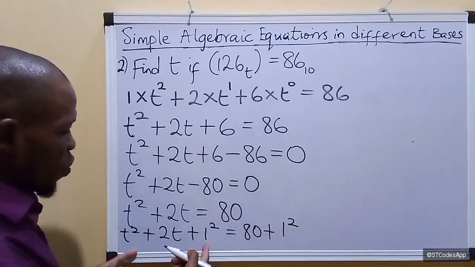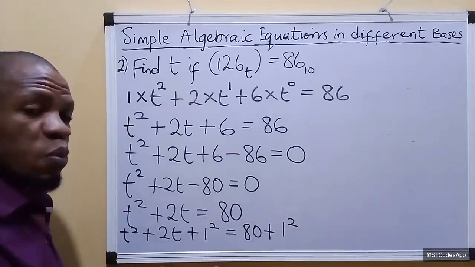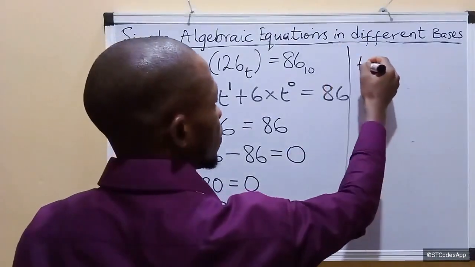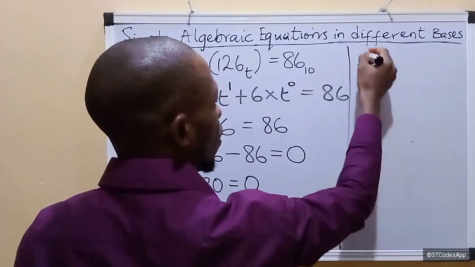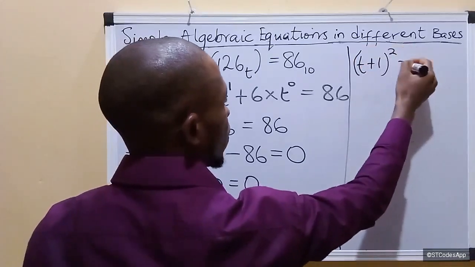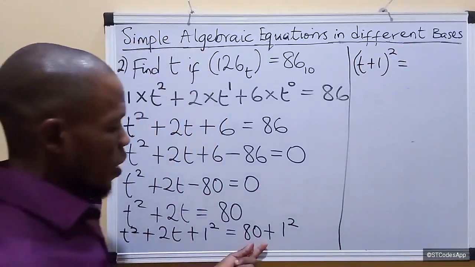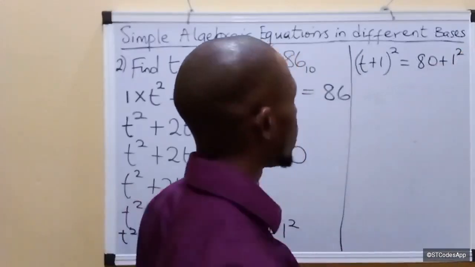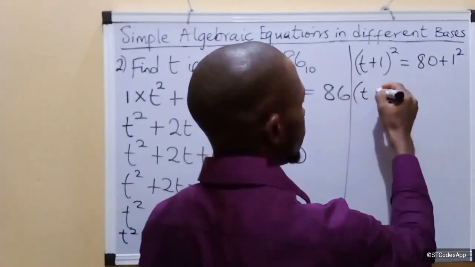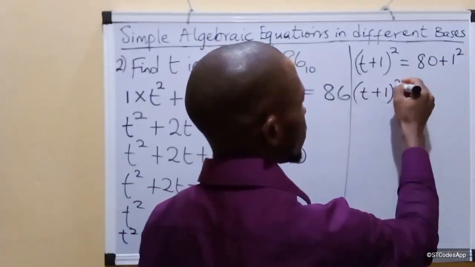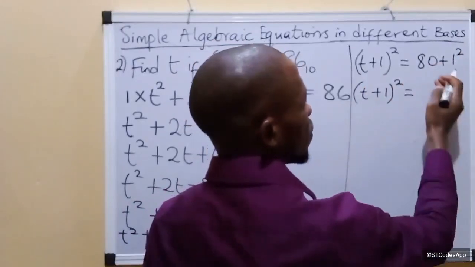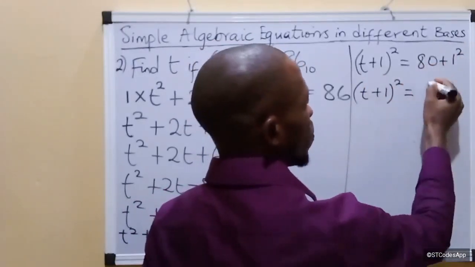Let's consider these two squares here, and we're going to bring it together, and we're going to have t plus 1 all squared equal to 80 plus 1 squared. Here we have t plus 1 squared equal to 1 squared is 1, 80 plus 1 is 81.